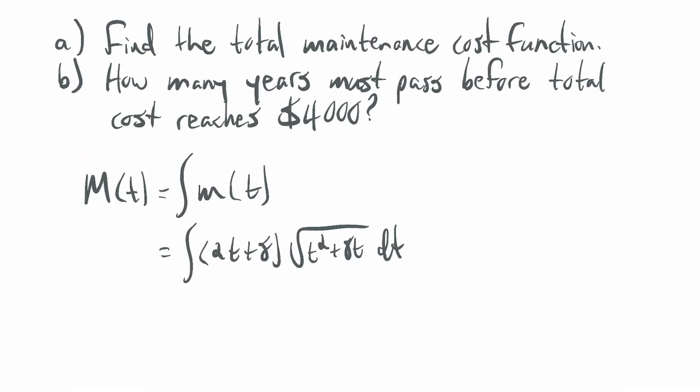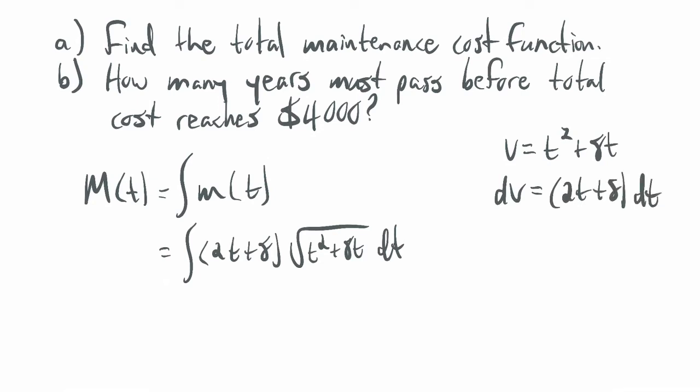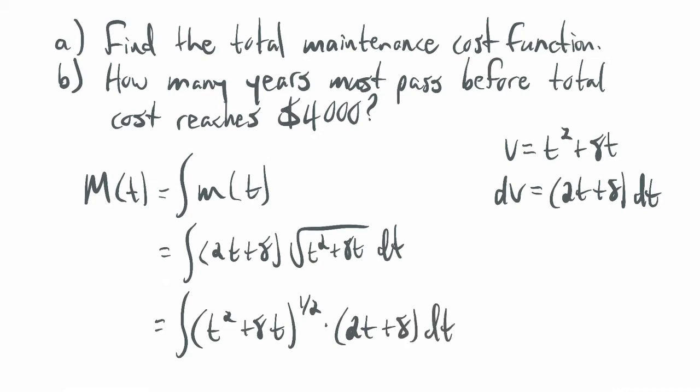I noticed that this factor in front is the derivative of the radicand. Usually if you have a radical, the inside of the radical, the radicand, will be your inside function. So let v equal t squared plus 8t. Then dv equals, what's the derivative, 2t plus 8, conveniently, dt. So I don't need to borrow anything. I just need to group this with the dt. So this equals the antiderivative, and I'm going to rewrite this with an exponent rather than a root: t squared plus 8t to the 1/2 power times 2t plus 8 dt. So I have v here in parentheses, and then I have dv here at the end.